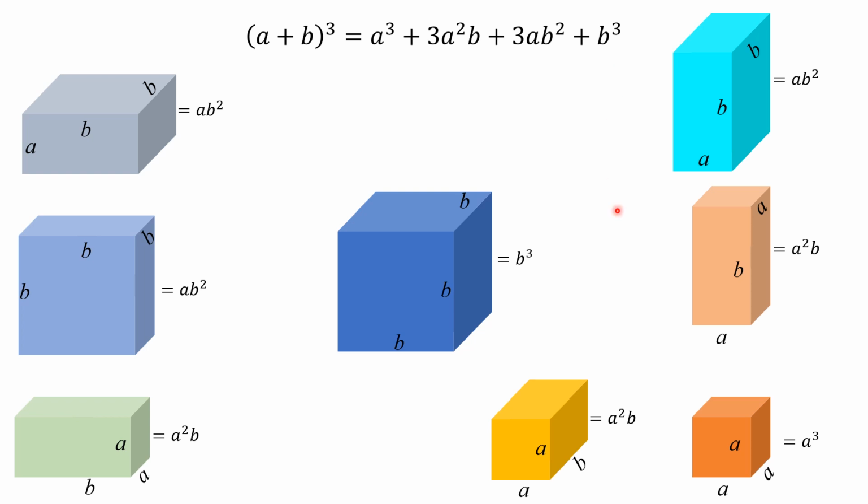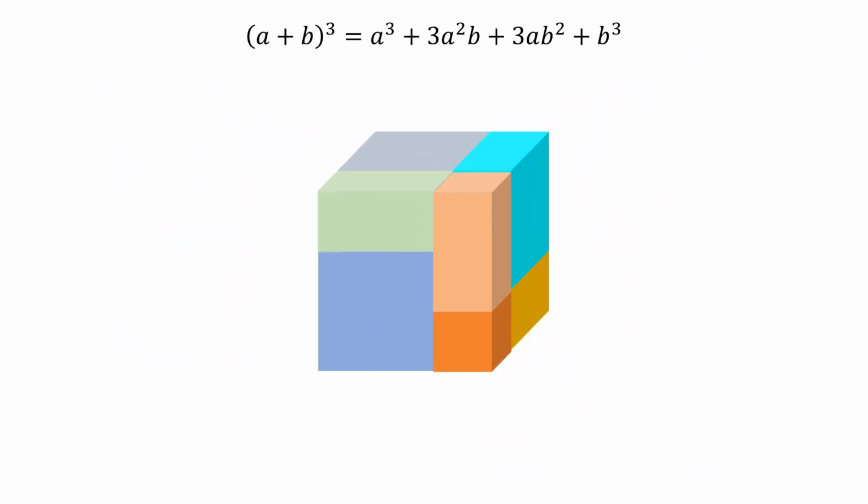Now let us compose all these smaller parallelepipeds into the main cube. You see, this is the main cube we have already taken, and the volume of the main cube was a plus b whole cube. Part by volume, this volume plus this volume plus this volume plus this volume plus this, is equal to this one. So this is equal to this, and that is why a plus b whole cube is equal to a cube plus 3a square b plus 3ab square plus b cube.